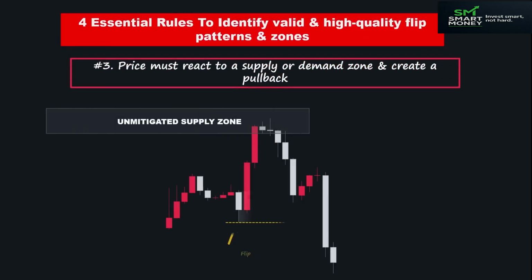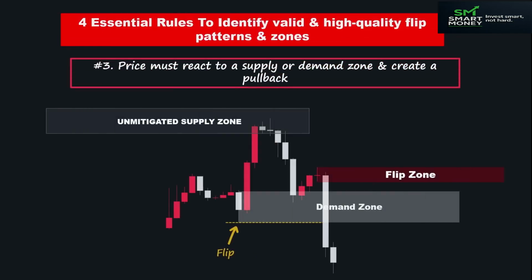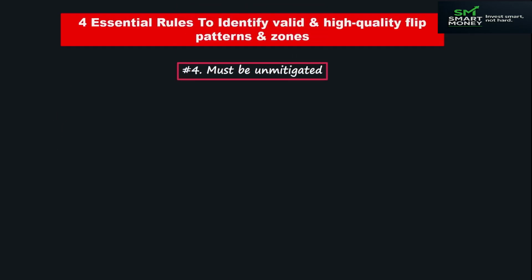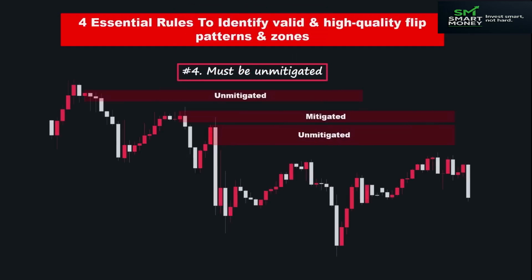Rule number 3 states that, for a valid flip pattern to occur, the price must react to a supply or demand zone and create a pullback before breaking through them. If the price does not create a pullback or show any reaction, then it cannot be considered a flip pattern. Rule number 4. It must be unmitigated.